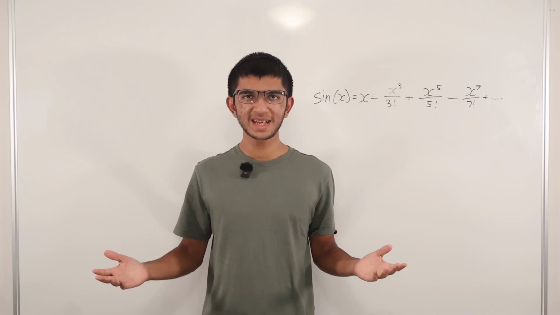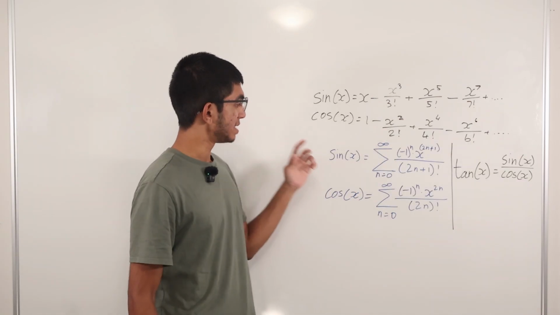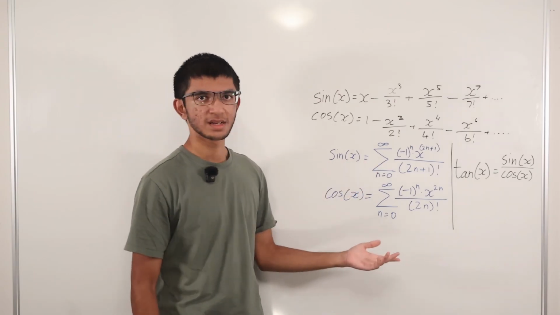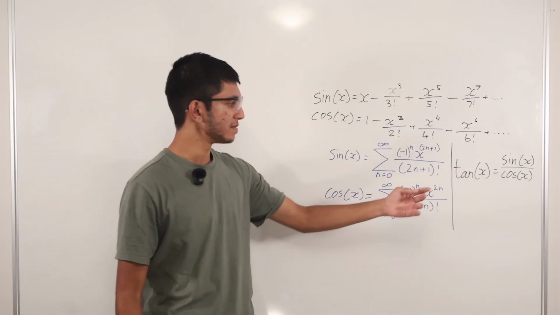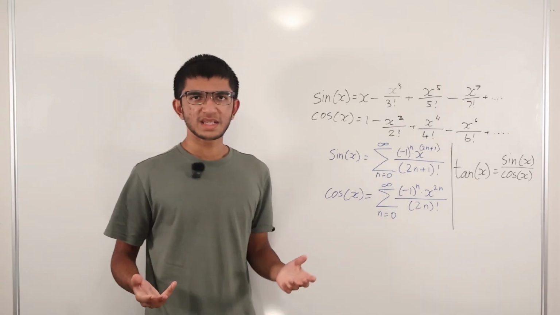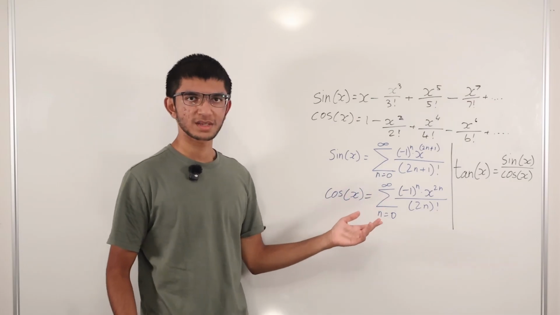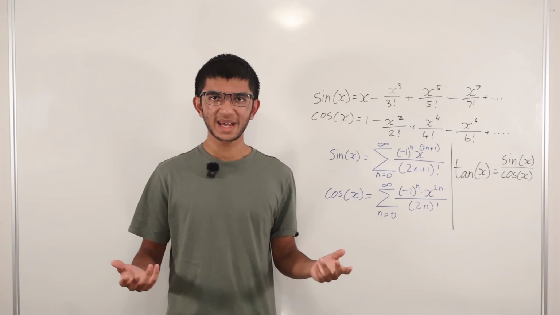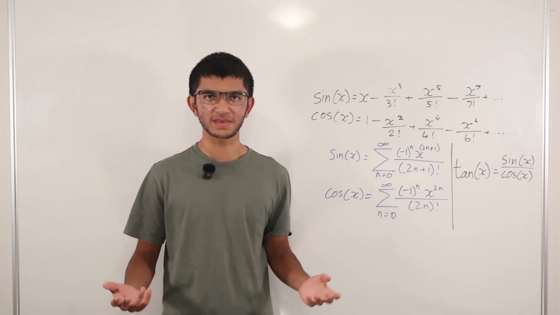Cosine can be built in a very similar way, like this, and both sine and cos can be written using a summation like this. And tangent is just sine x over cos x, so you just have to simplify this summation. It's nothing new, and all the other reciprocal functions can be represented in a similar way. So, once sine and cosine are known, the rest of trigonometry unfolds from them.